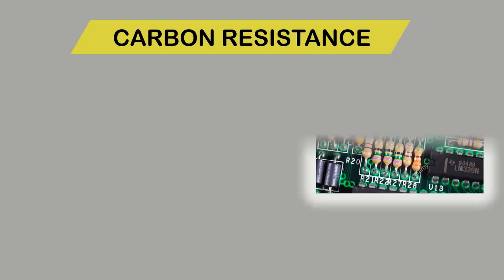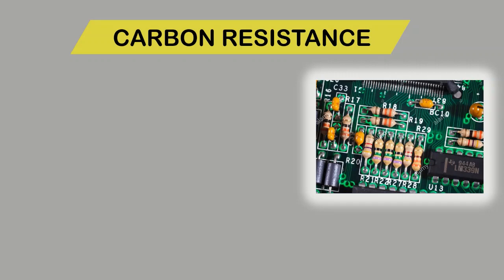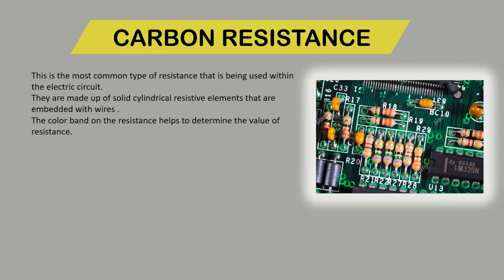What is carbon resistance? Before that, just see this small part of an embedded circuit, which you mostly see in electronic devices. As you can see here, the small colorful cylindrical components connected within the circuit are the carbon resistors. These are small in shape, made up of cylindrical resistive elements with embedded wires which act as terminals. These colorful bands help to determine the value of resistance.